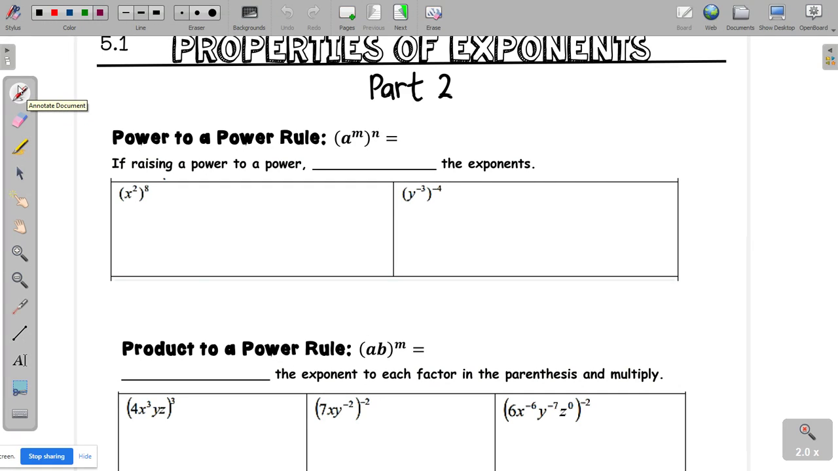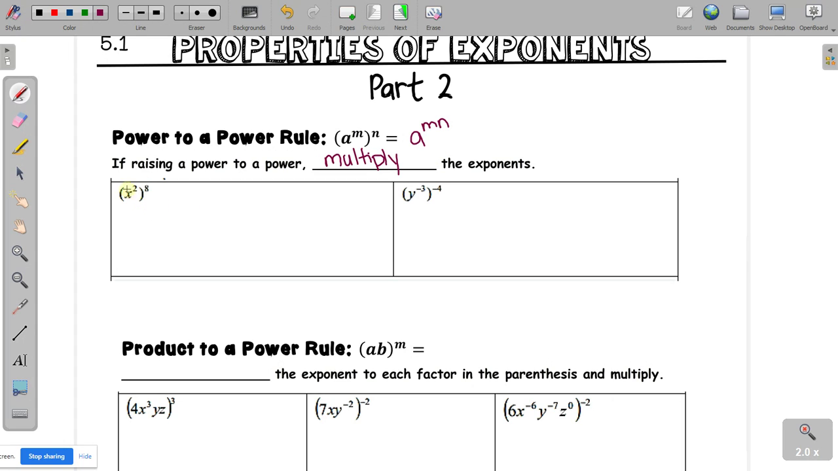Today we're going to be looking at the second part of properties of exponents. So the first rule that we're going to look at today is the power to a power rule. When you are raising a power to a power, you're going to multiply the exponents. So when you have an exponent raised to an exponent, multiply. You're going to have the first exponent m times n.